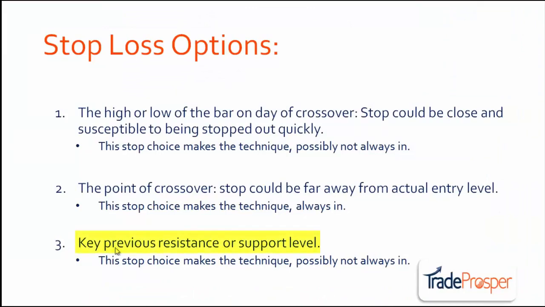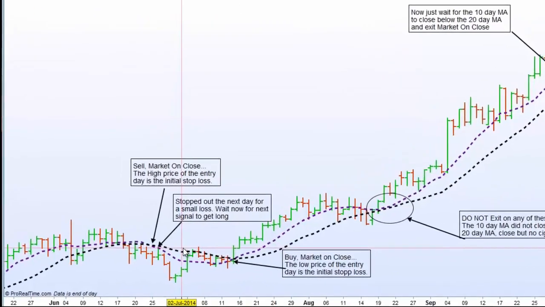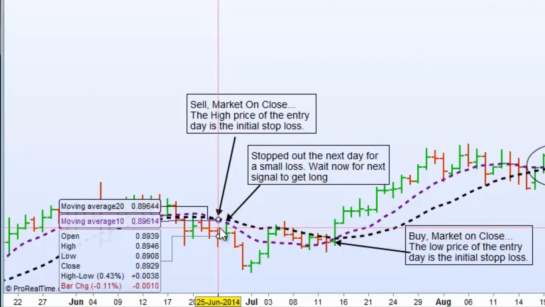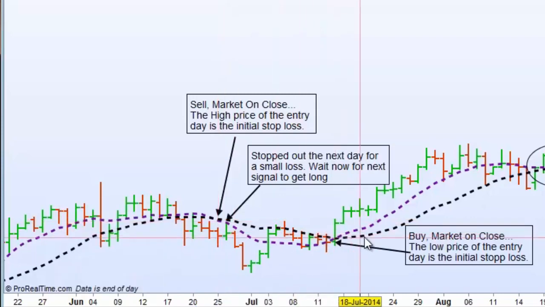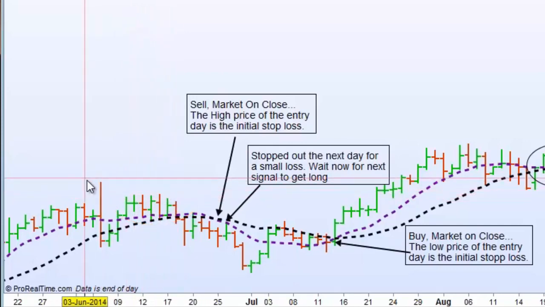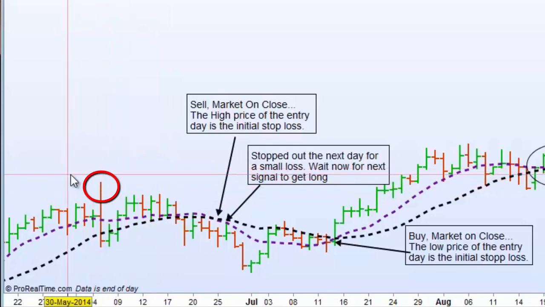And then this third method is using key previous resistance or support levels. Now this stop choice also makes the technique possibly not always in the market. So let's just look at that on the chart briefly. So as we've spoken about before, this is the day you would have gotten short on the crossover. So instead of using the high of this bar as the stop or using the crossover as the stop, we use previous resistance. So you could say these highs up here, if it breaks back above here, then I'll stop myself out. If it breaks back above here, I'll stop myself out. That's just another choice, another option for you to use.